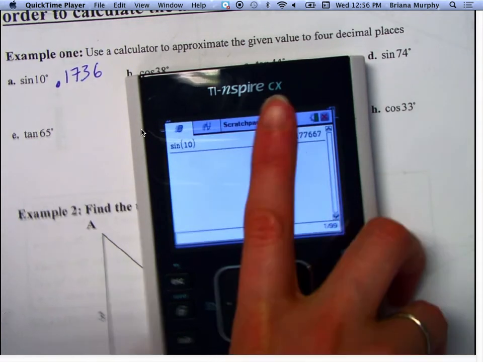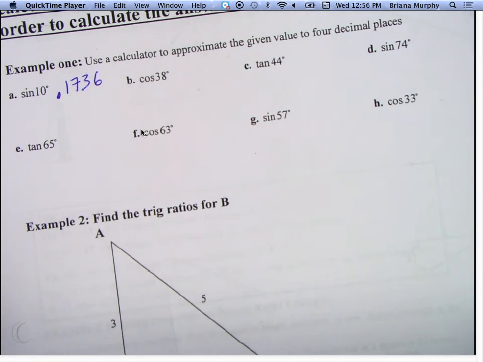Okay. Please try B, cosine 38, and C, tan of 44 right now in your calculators. Those next two.